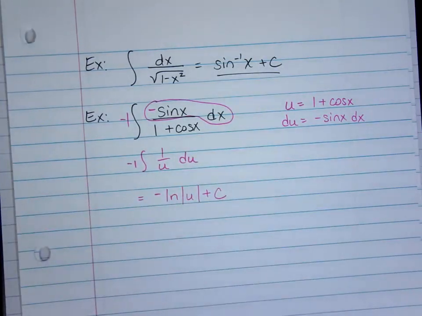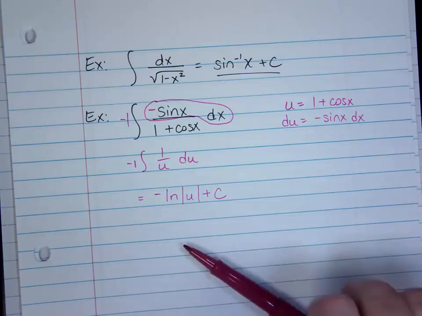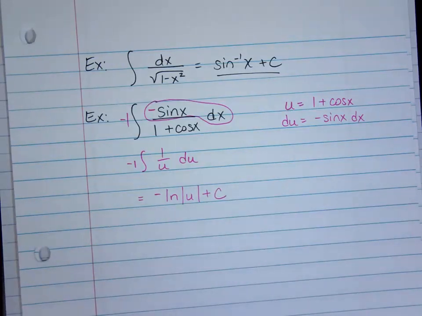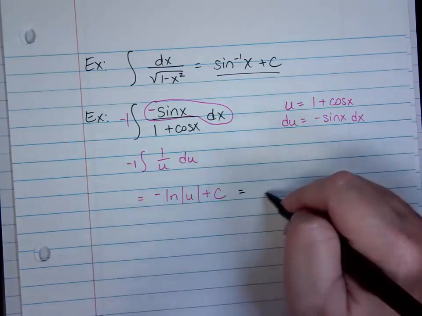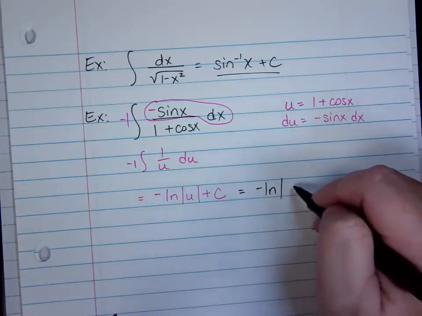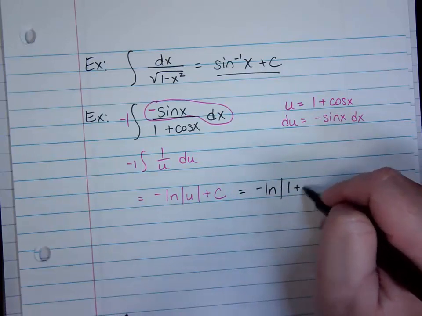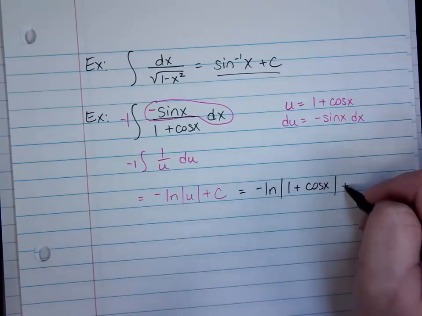I'm going to go ahead and say this now because everybody needs to hear this. Both the absolute value and the plus c are very important. Okay? Is this problem finished? No. So I need to change it back to x's. So it's negative ln of 1 plus cosine of x in absolute value plus c. Now I'm finished.